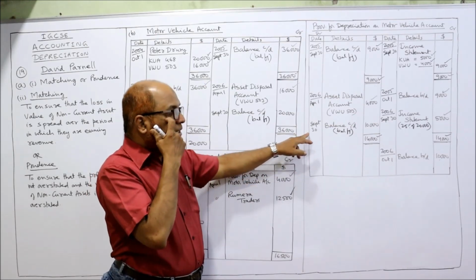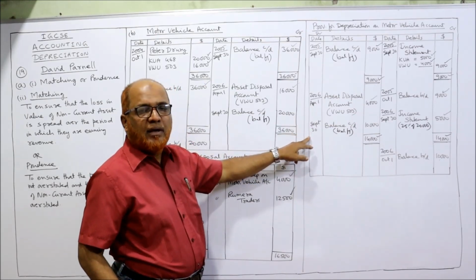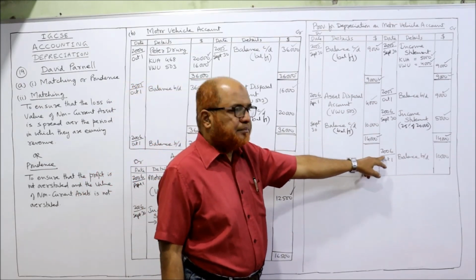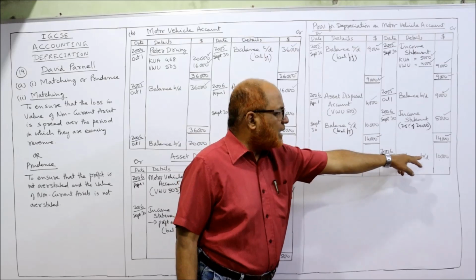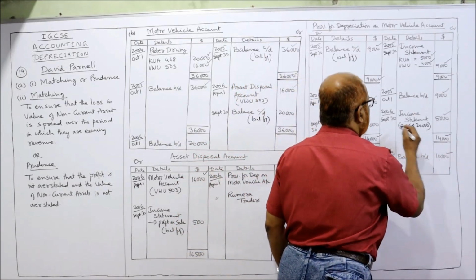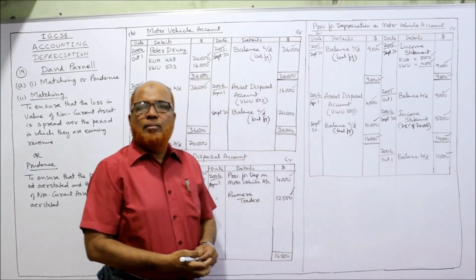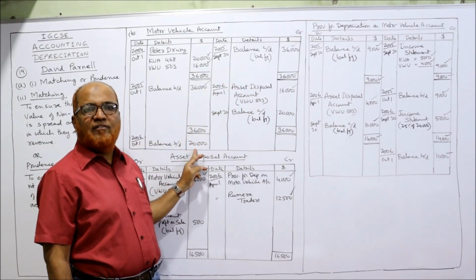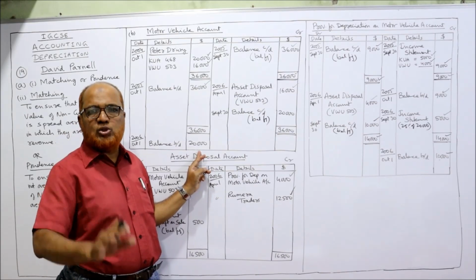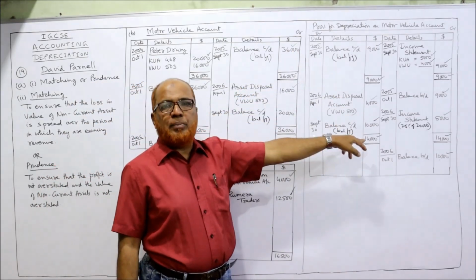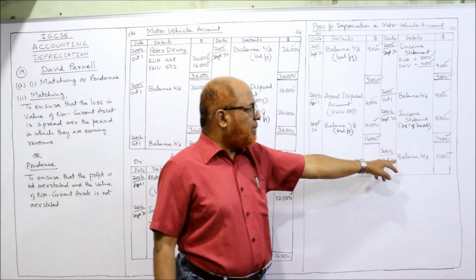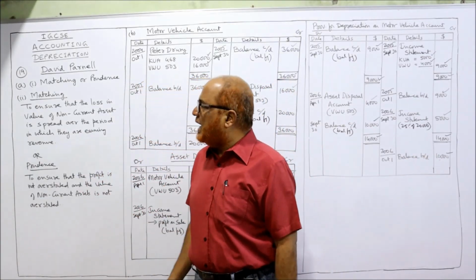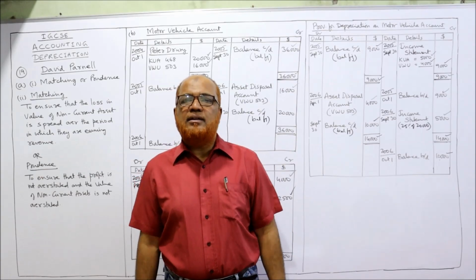This is at the end of the year, 30th September. Now the next year will begin from 1st October 2006. On 1st October 2006, balance brought down 10,000. That's it. So the motor vehicle account will show a balance of 20,000, the first motor vehicle, as the second motor vehicle is sold. And for provision for depreciation, the opening balance will be $10,000. That's it. So this is the end of problem number 19.